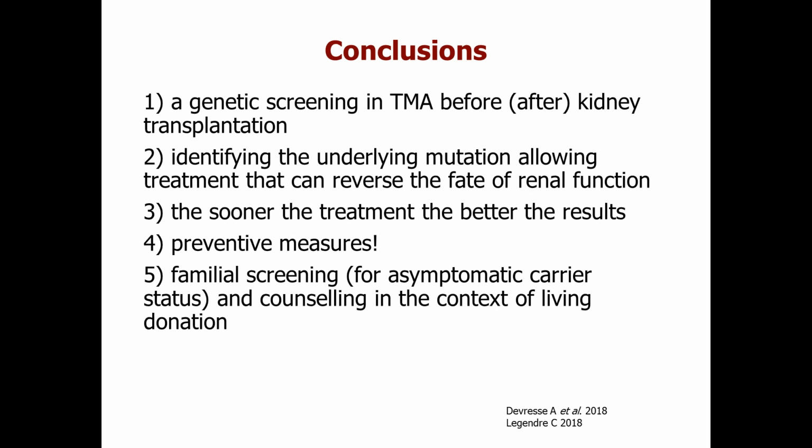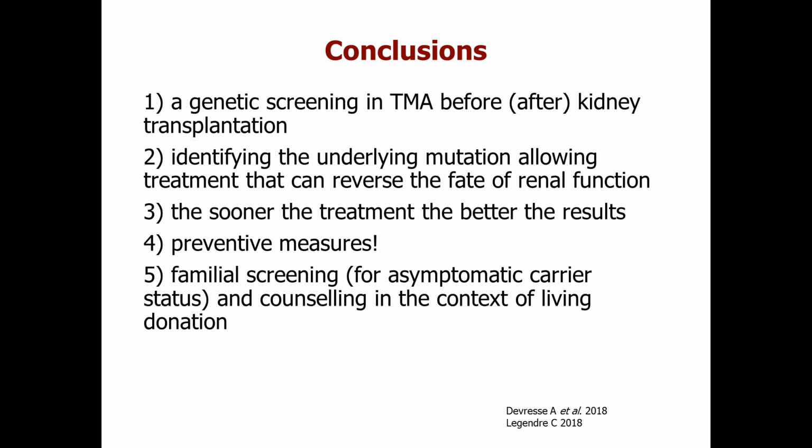And if it's de novo thrombotic microangiopathy, we still suggest to perform it after transplant. Identifying the underlying mutation allows us anti-complement treatment that can reverse the fate of the renal function. And the sooner the treatment, the better our results. But even better than treatment are preventive measures, either with Eculizumab prophylaxis or without, depending on genetic background of the recipient.